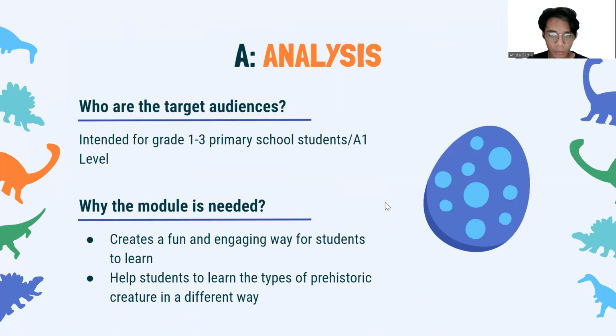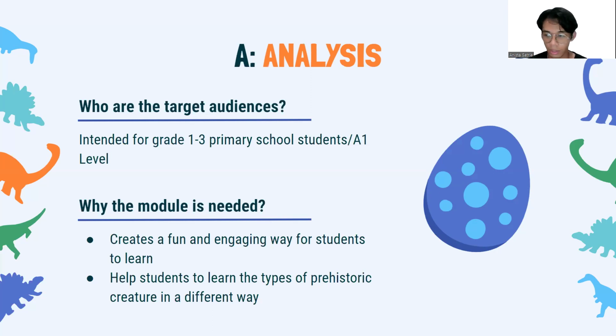Okay. First, we break down again. First, this is the analysis. So who are the target audiences? This is intended for grade 1 to 3 students from a primary school, at an A1 level, of course. And why is the module needed? Because it creates a fun and also engaging way for students to learn, and it can help students to learn the types of prehistoric creatures in a different way.